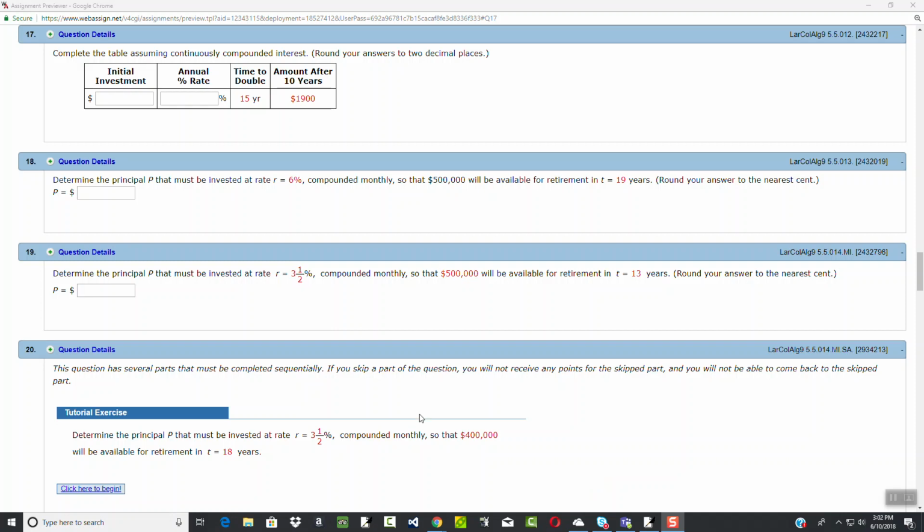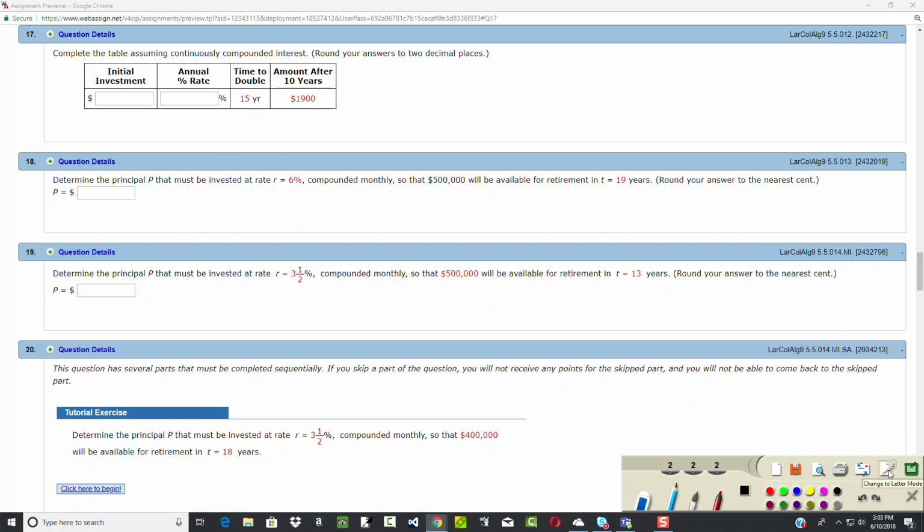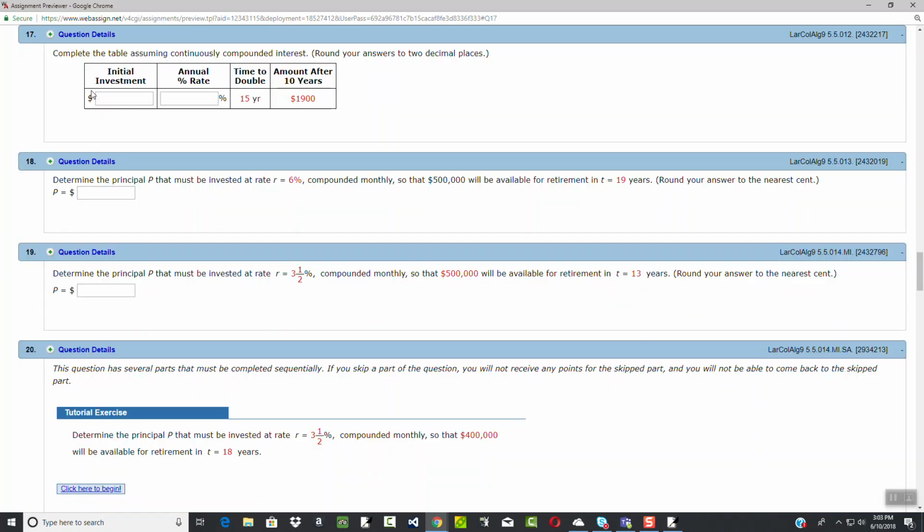Okay, let's take a look at these problems. Number 17. Complete the table assuming continuously compounded interest. So that's A is equal to P e to the rt power.